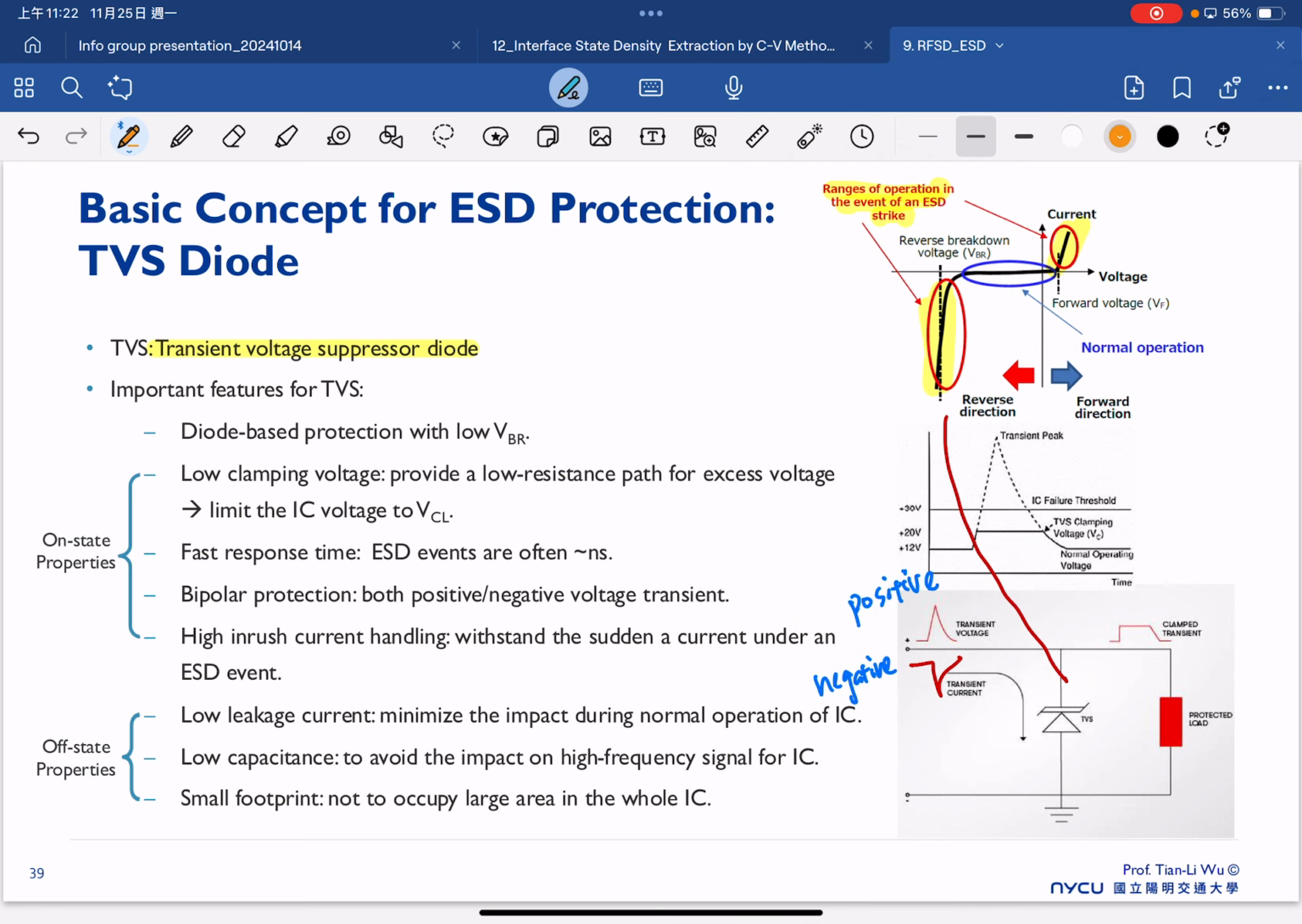So originally, we have this transient voltage here, but a part of the voltage will be clamped by this TVS diode, and then the voltage really entering inside our protected device is much lower. So that's the idea.